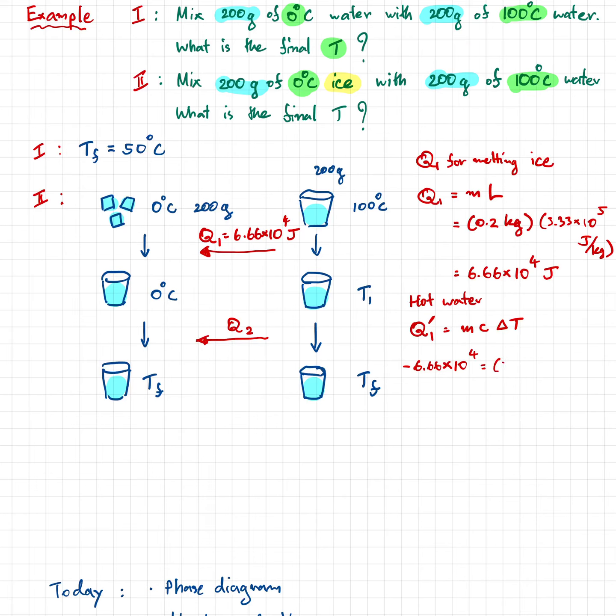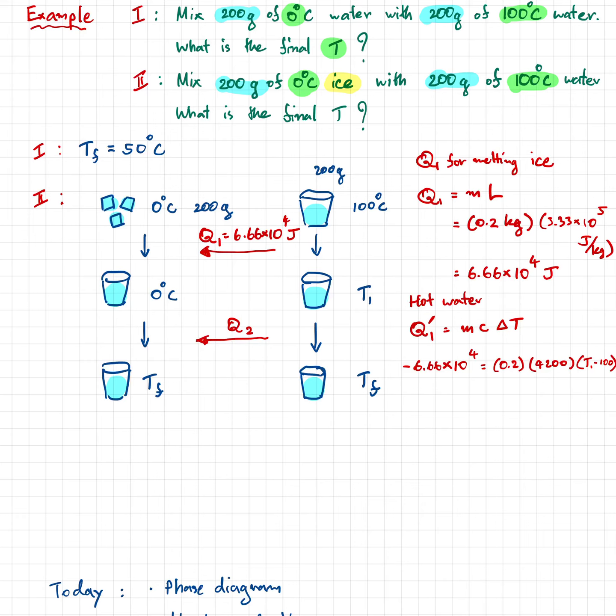And m is 0.2. C is the specific heat of water, and that's roughly 4,200 joules per kilogram per degree Celsius. Okay, so that's C. And then what is delta T? Delta T is the final temperature minus the initial temperature. So that's going to be T1 minus 100. Sorry for the small font, but I want to fit everything in a single line here.